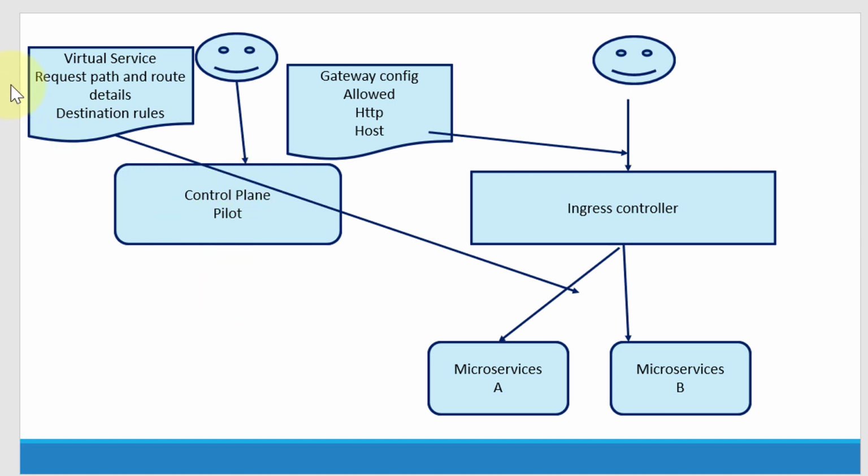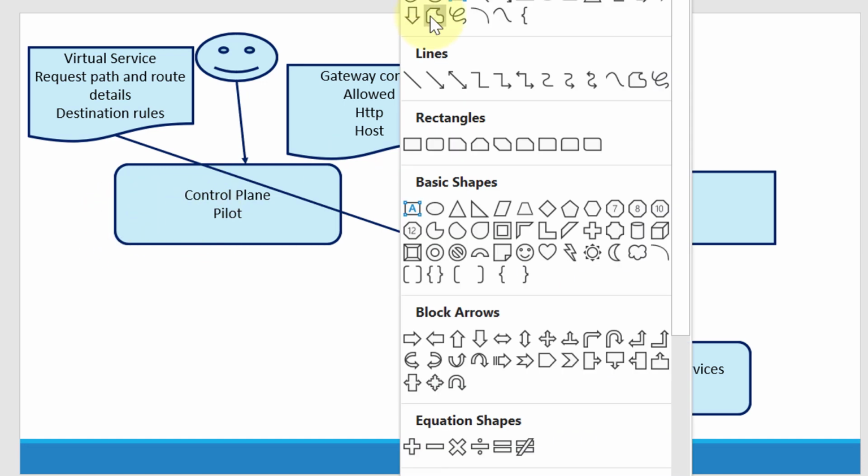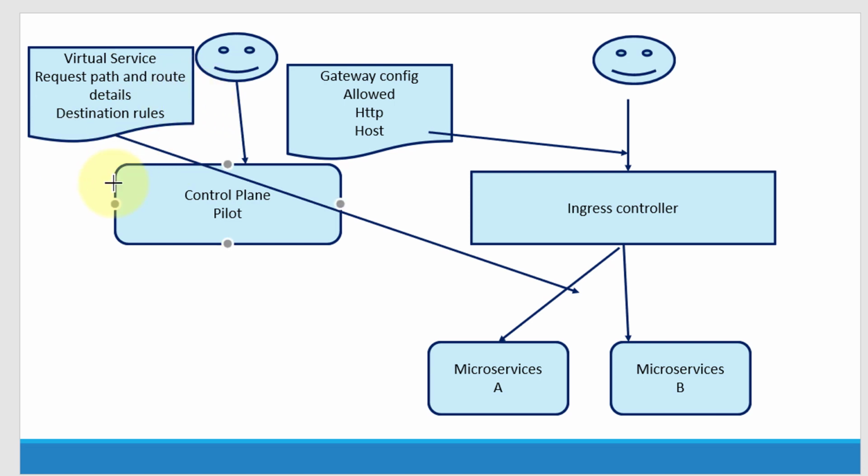And you may be wondering what job is done by the control plane, that is Pilot. All the changes that we make in the virtual service or in the gateway configuration will be applied into the data plane, to all the proxies, using this control plane Pilot. So in a quick summary, we saw the overview of virtual services, destination rules, and gateways.